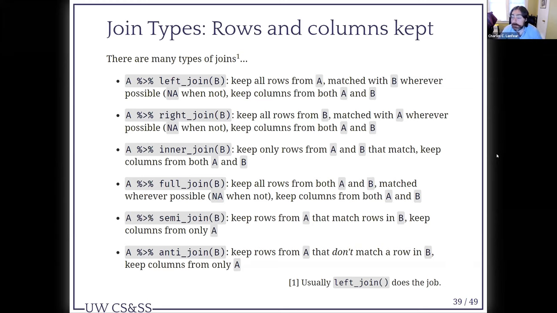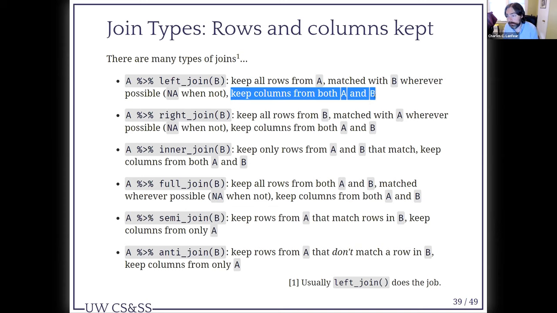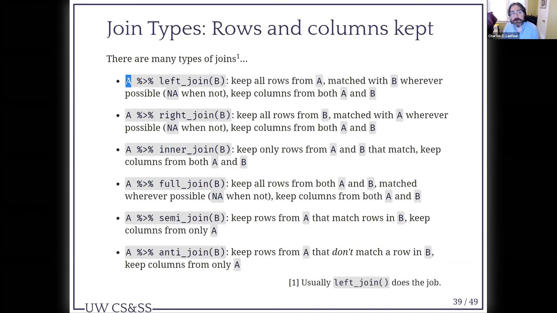So there's a million types of join, but nine times out of ten, a left join probably does the job you want. What a left join does is, if I take table A and left join it to table B, it will keep every row in the first table, matched with B wherever possible. So you will keep every single row from A, but you will only get the rows from B that have a match in A, and it will keep columns from both of them. It will discard anything in B that doesn't match.